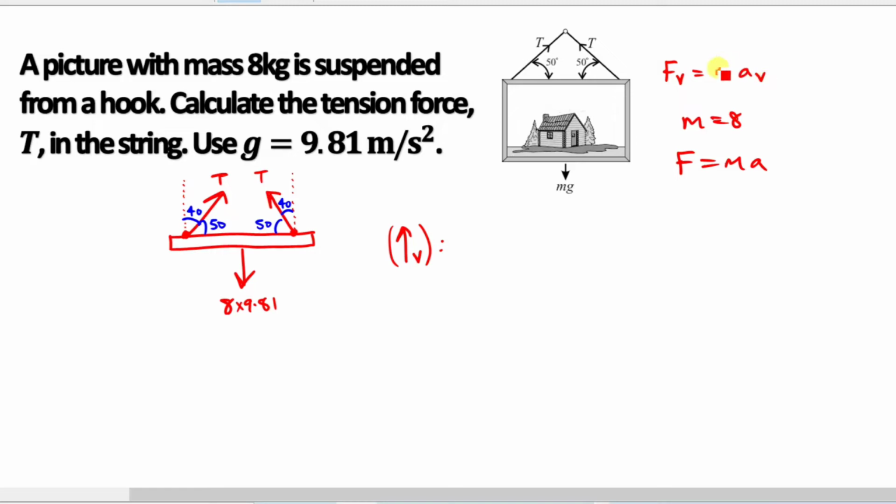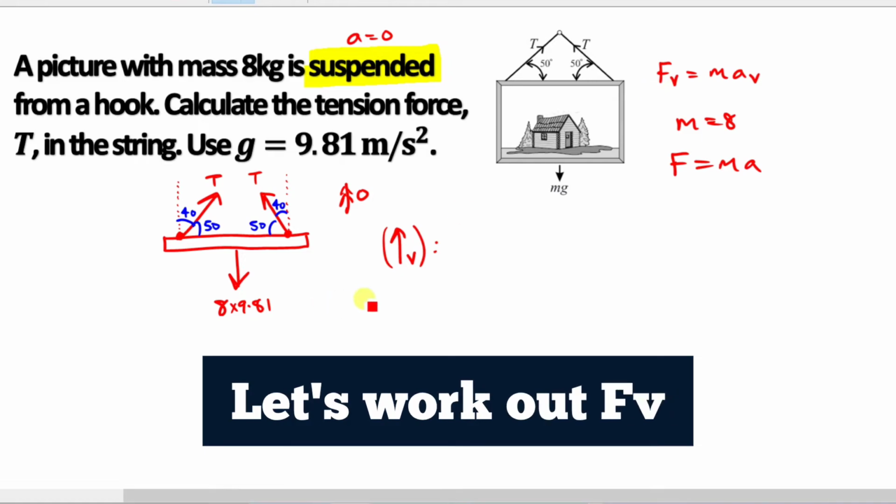Now let's have a look at the keyword, the acceleration. We know that the picture is suspended. Suspended means it ain't moving. If it's not moving, the acceleration is 0. So A is 0, so the vertical acceleration is 0. Now, let's work out FV first.